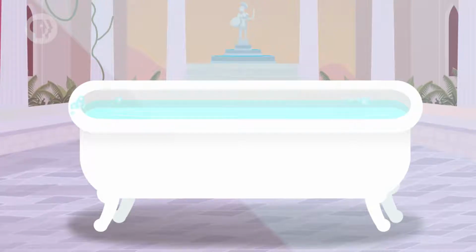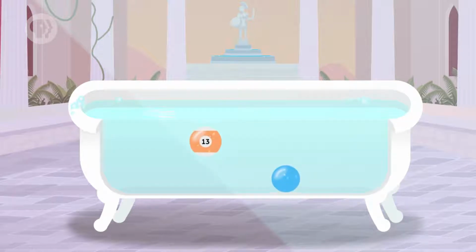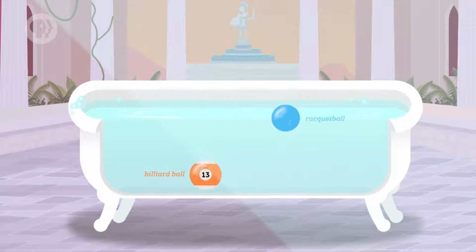So Archimedes discovered that when you put something in a fluid, the fluid's volume increases by the amount of the object's volume. This tells us a lot about what makes objects float or sink. For example, say you have a tub of water and two balls of the same size, but of different densities. Say one is an American-style billiard ball and the other is a racquetball.